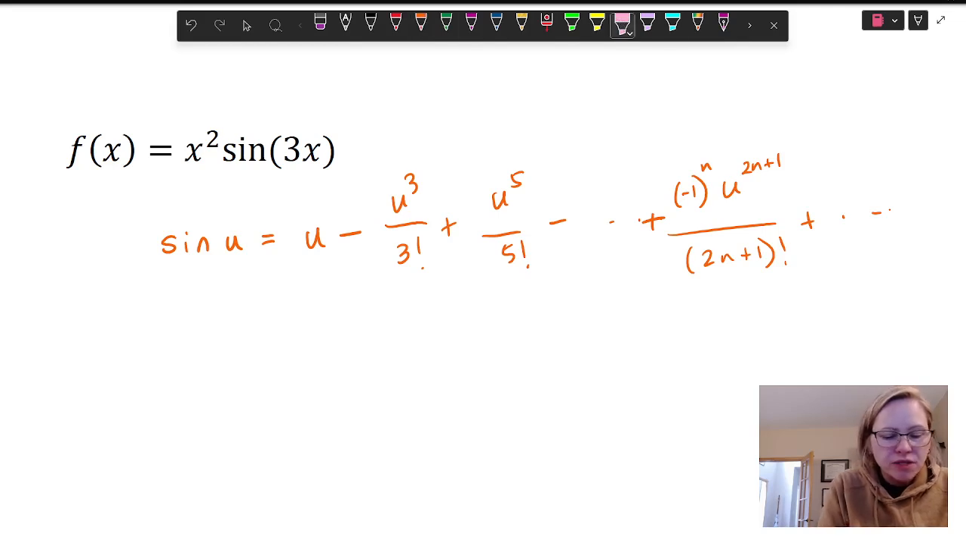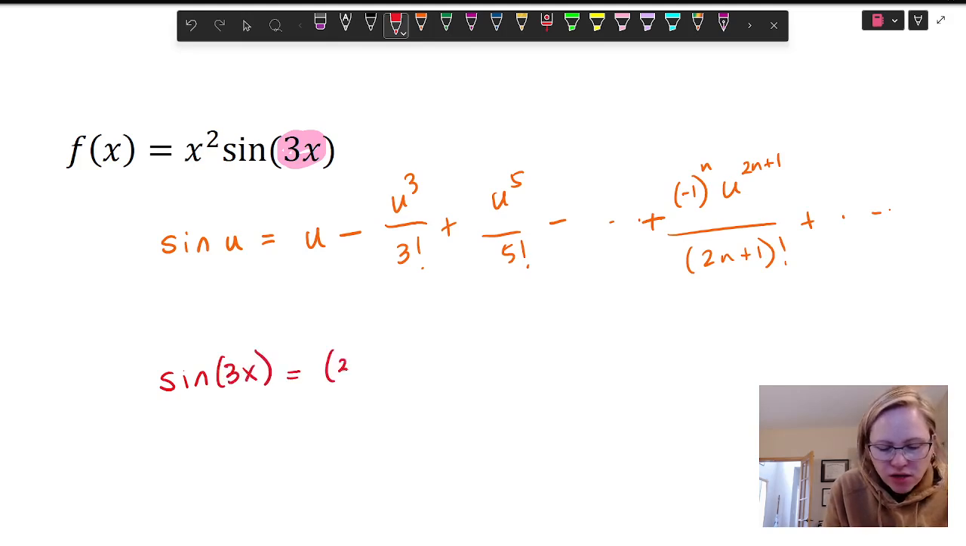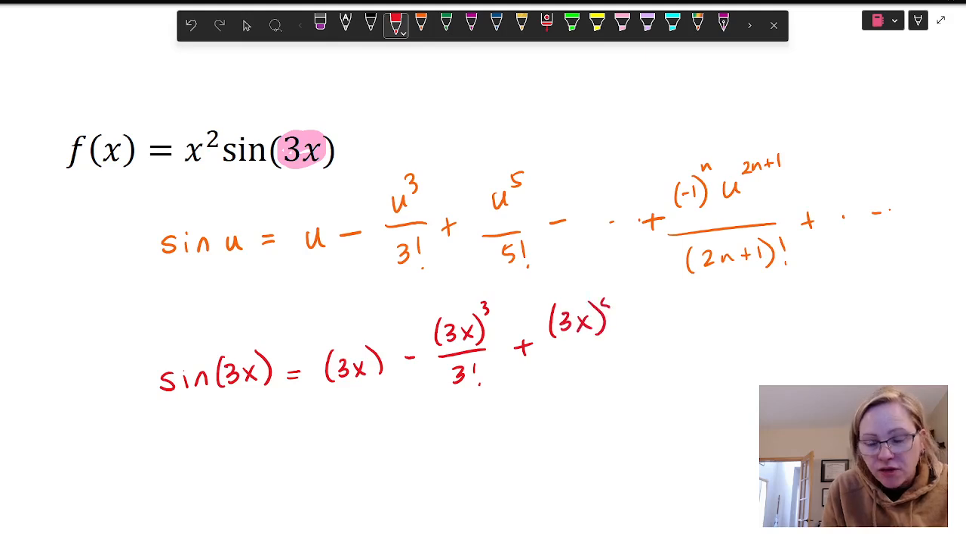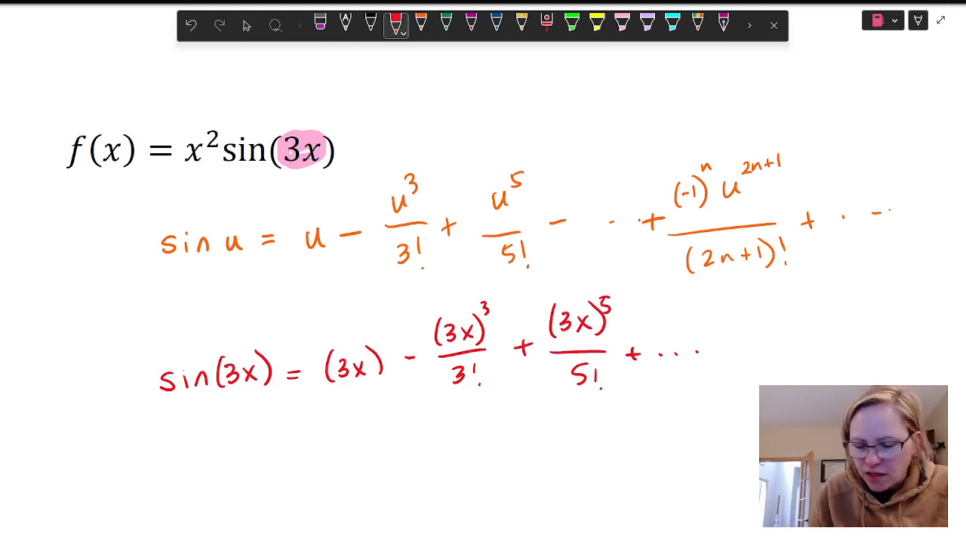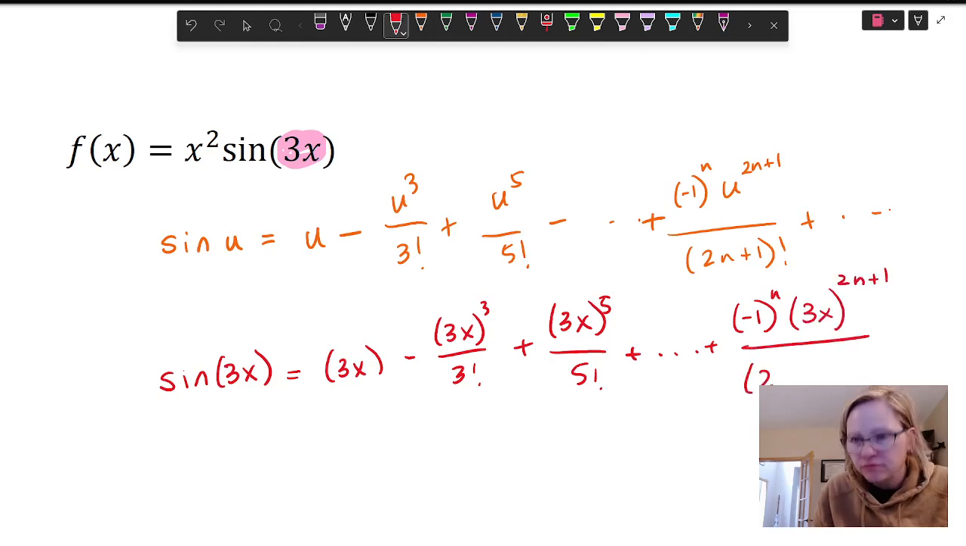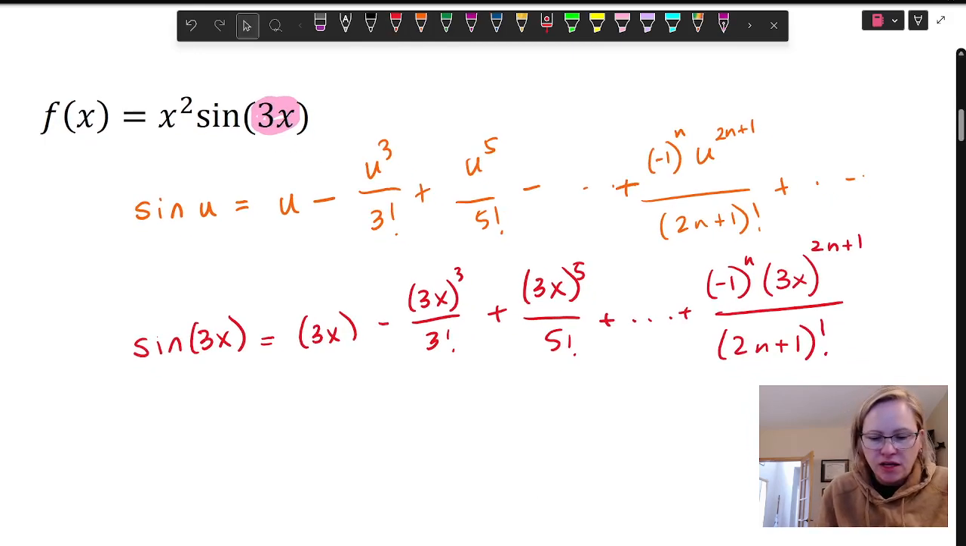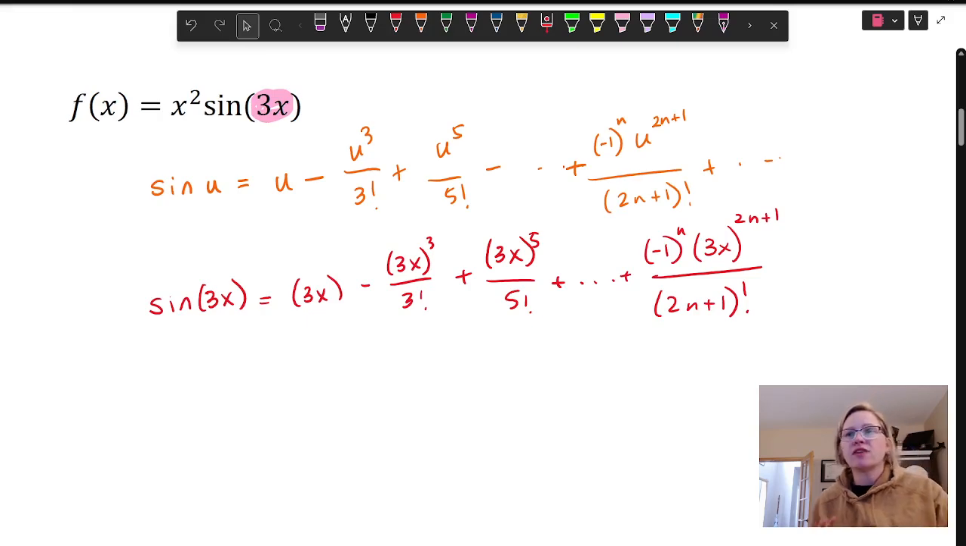So we've got our series for sine, and I'm going to ignore the x squared. I'm going to deal with one piece at a time. I'm going to reconstruct the series with 3x in it. So it'll look like this. We'll have sine of 3x, and in parentheses always 3x minus 3x cubed over 3 factorial plus 3x to the 5th over 5 factorial. And I could keep on going. I'll do my nth term here. And so we get our Maclaurin series for sine of 3x.